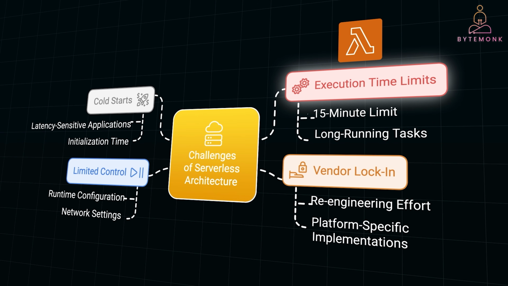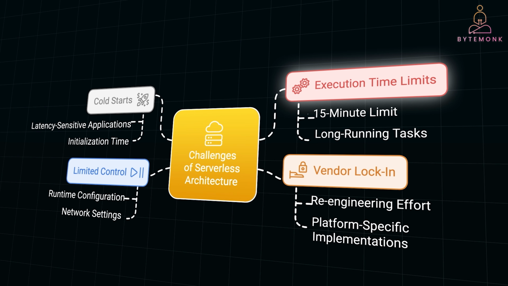AWS Lambda has a maximum execution time of 15 minutes. So if your function runs longer than that, it will be automatically terminated. Long-running tasks might need a different solution like container-based orchestration.